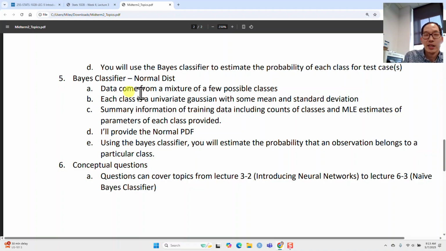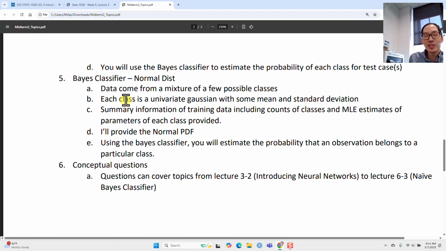So the data will come from a mixture of a few possible classes. A classic univariate normal mixture would be like the heights of men are normally distributed with this mean, and the heights of women are normally distributed with a different mean. If you observe somebody with this height, based only on their height, and you had to give a probabilistic classification for gender, how would you do it? It'd be something kind of like that, but different.